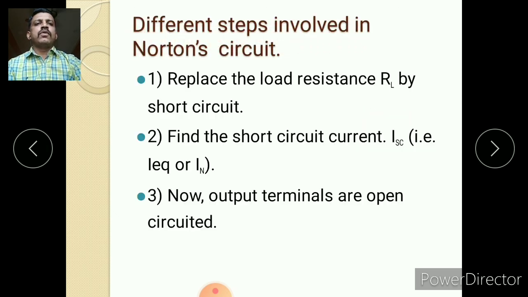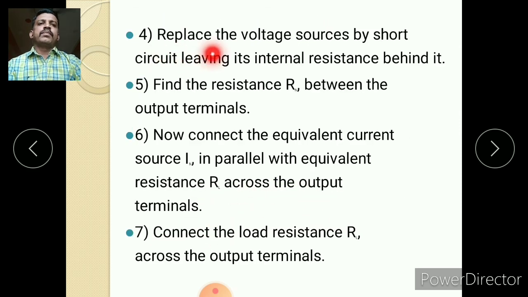Different steps involved in Norton circuit. Replace the load resistance RL by short circuit. Find the short circuit current ISC, that is IEQ or IN. Now the output terminals are open circuited. Replace the voltage source by short circuit, leaving its internal resistance behind. Find the resistance RN between the output terminals. Now connect the equivalent current source IN in parallel with equivalent resistance RN across the output terminals. Connect the load resistance RL across the output terminals.